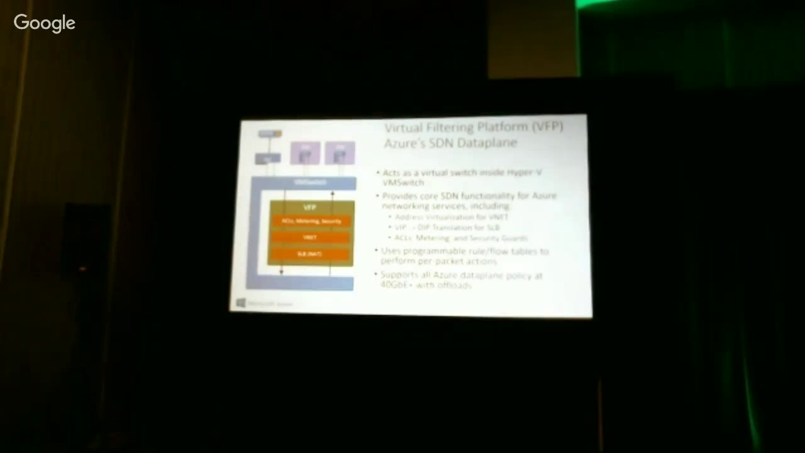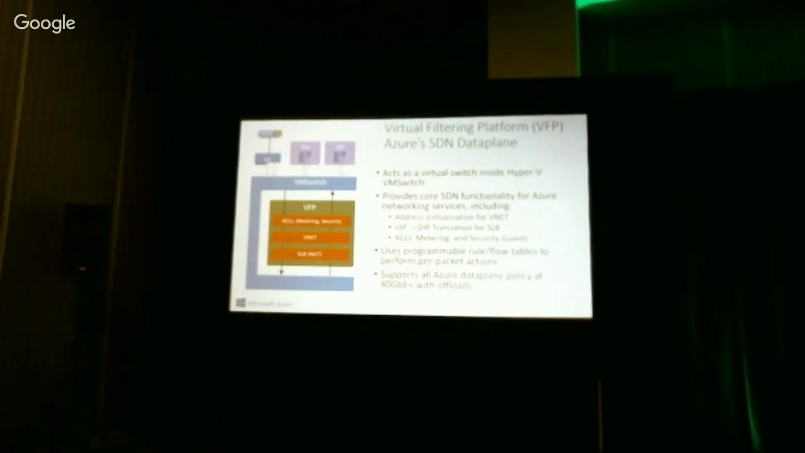So this is the Virtual Filtering Platform. It's Azure's virtual switch. It actually is a virtual switch inside Hyper-V's VM switch. We use Hyper-V as the hosting platform for Azure. It provides all this core software-defined networking functionality, Azure's virtualization: bring your own virtual network, bring your own IP addresses, bring your own topologies, bring your own routes, load balancing, NAT, ACLs, metering, security guards, QoS, bandwidth management, and that can go on. All of our network policy sits in software.